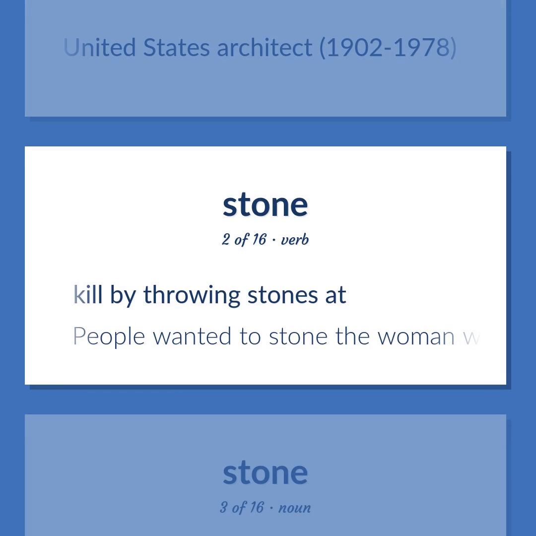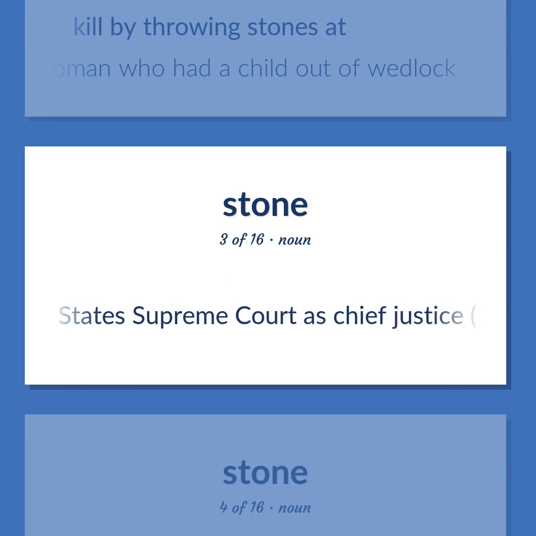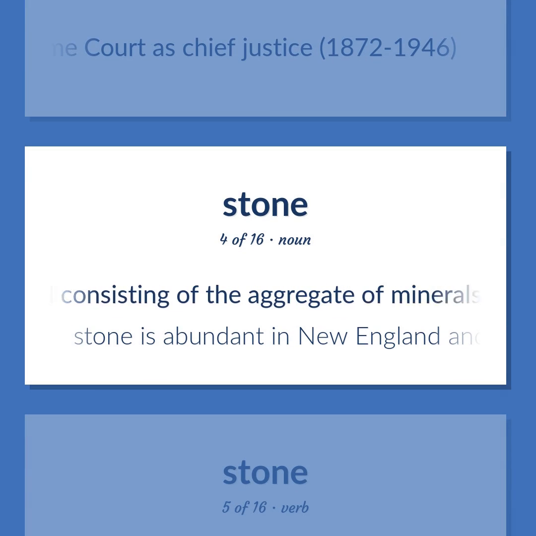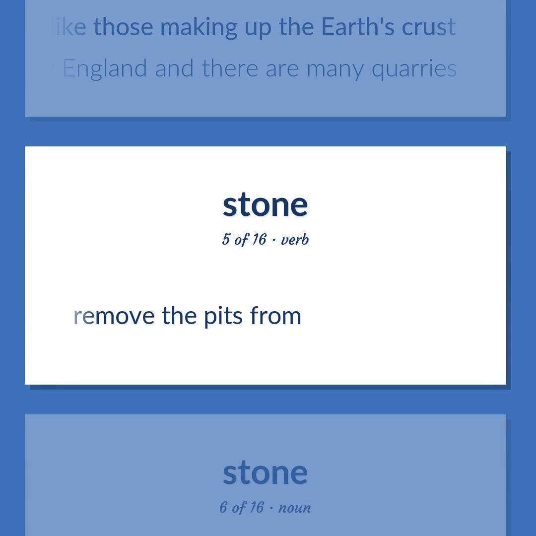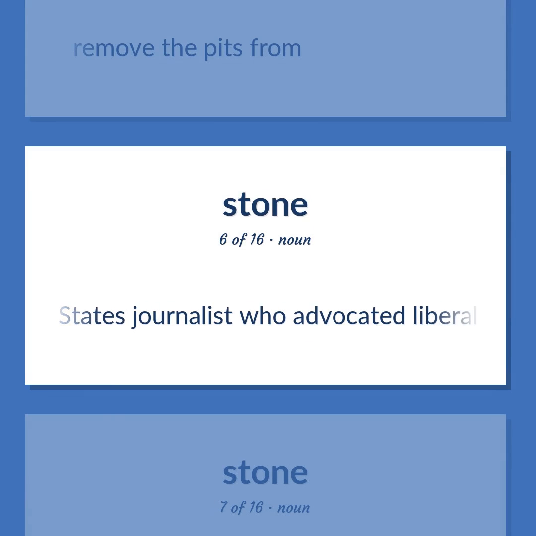Kill by throwing stones at. People wanted to stone the woman who had a child out of wedlock. United States jurist who served on the United States Supreme Court as Chief Justice, 1872 to 1946. Material consisting of the aggregate of minerals like those making up the Earth's crust. Stone is abundant in New England and there are many quarries. Remove the pits from. United States journalist who advocated liberal causes, 1907 to 1989.